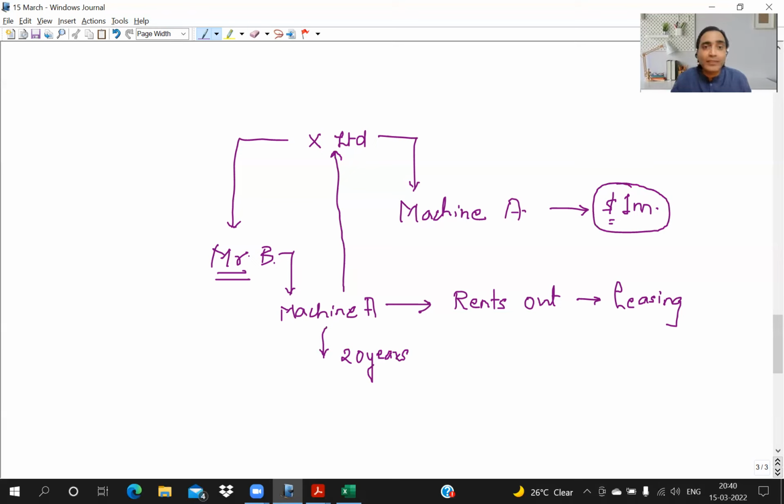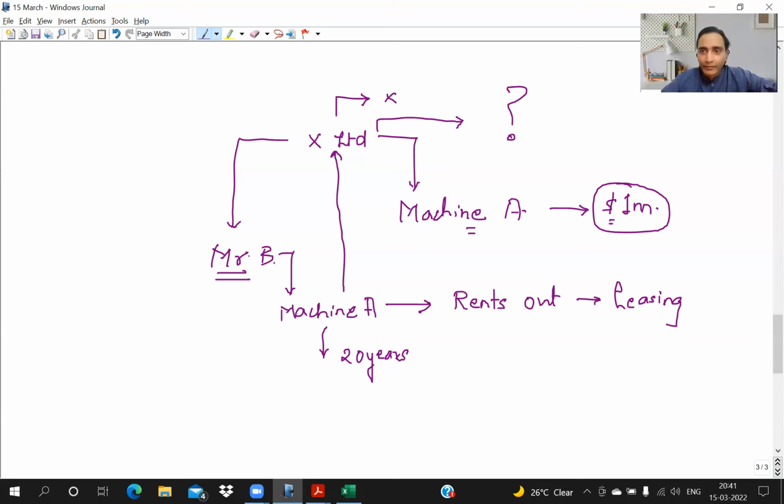So, my dear friends, please tell me, X Limited is not the owner of this machine. That's for sure. X Limited has rented it. So, will X Limited recognize this asset in its financial statements? Will it show this machine A under non-current assets? Question mark. Very practical question.